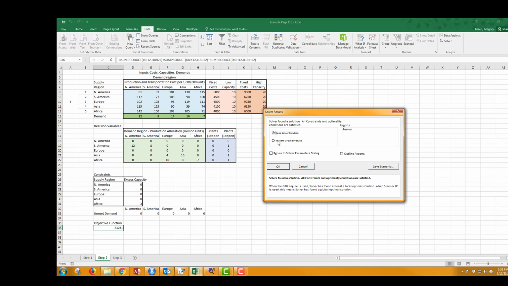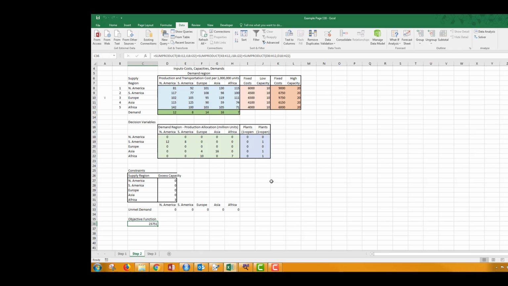Now let's do some interpretation. I'm going to keep this solution. Let's do some interpretation. Notice it did play around with these zeros. They're not all zeros anymore. This says that I'm going to produce in South America 20 units. Okay, I am hitting my capacity constraint because I'm building something with a capacity of 20. 12 of those units are going to North America. 8 of them are staying in South America.